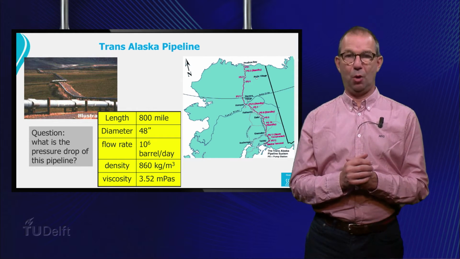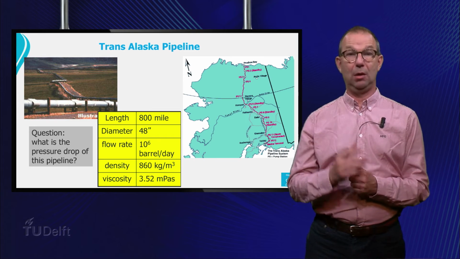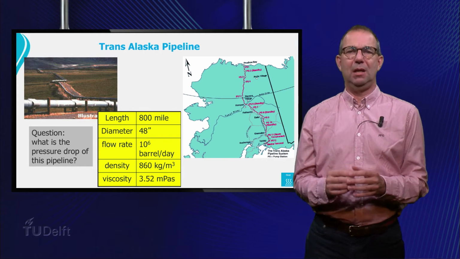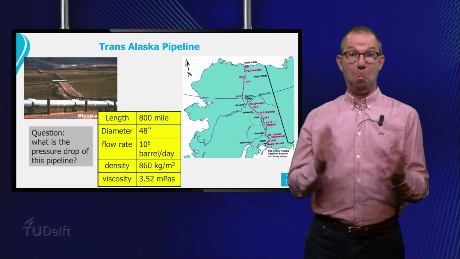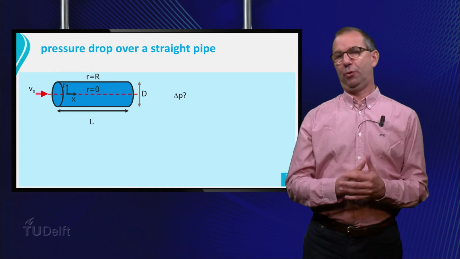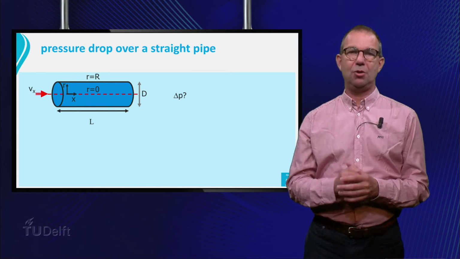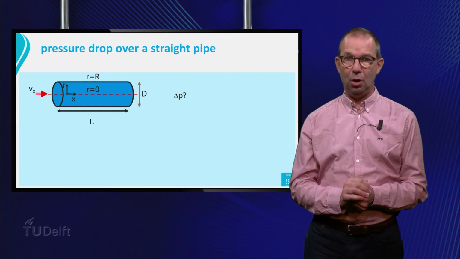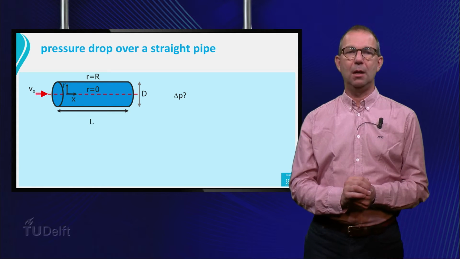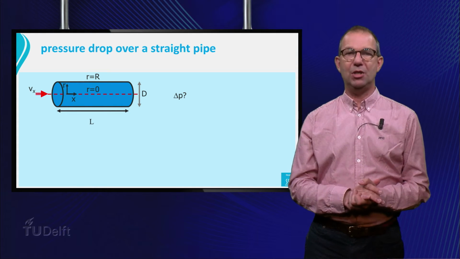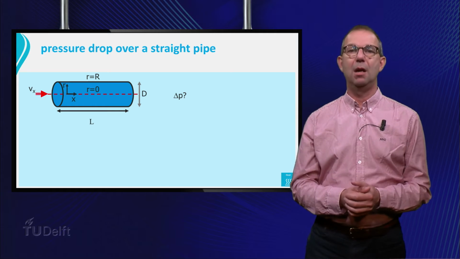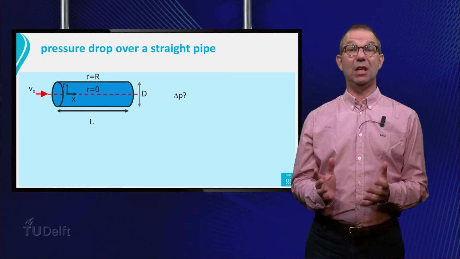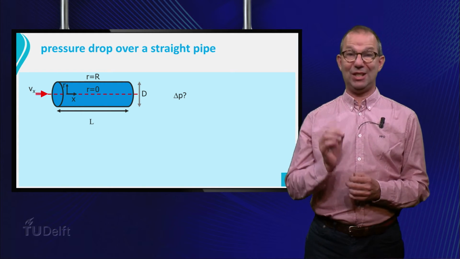Any guess what the pressure drop over the entire pipe will be? 1 bar? 10 bar? 100 bar? 1,000 bar? More? We need to approach this systematically. So let's start with the most simple case, a straight cylindrical horizontal tube. A fluid is flowing through it with a mean velocity v sub x. The pipe has a length L and a diameter d. The question is, what is the pressure drop at steady state conditions?